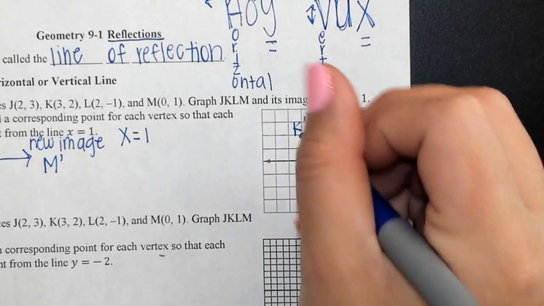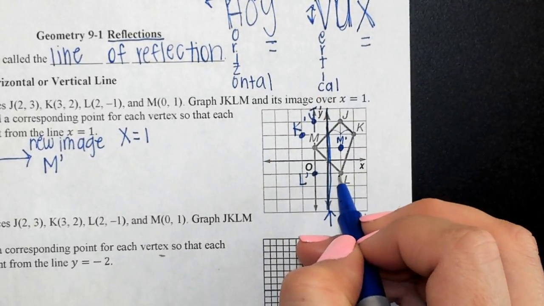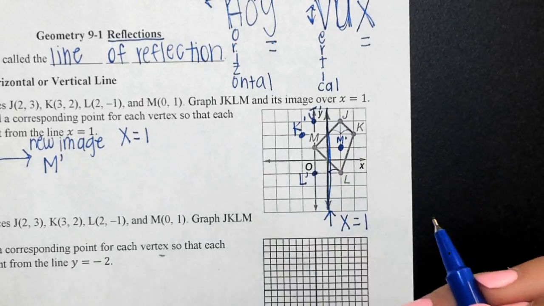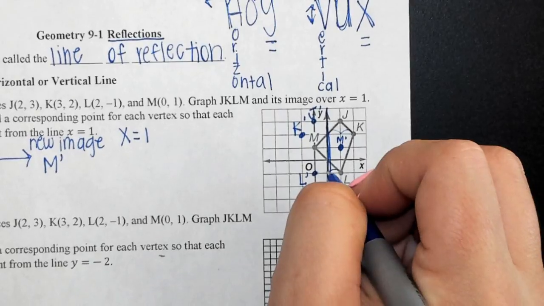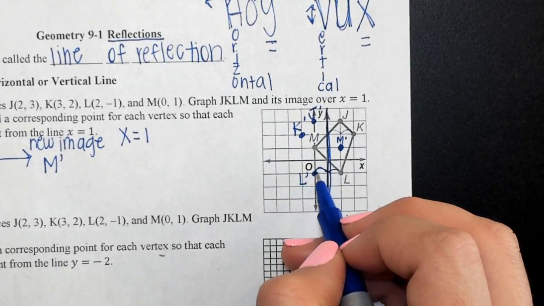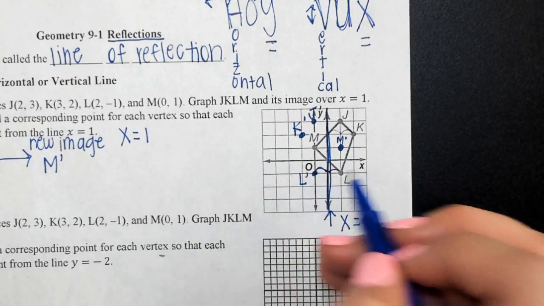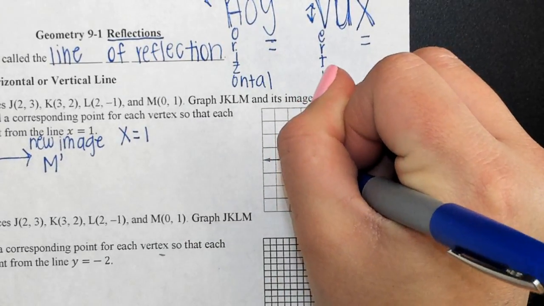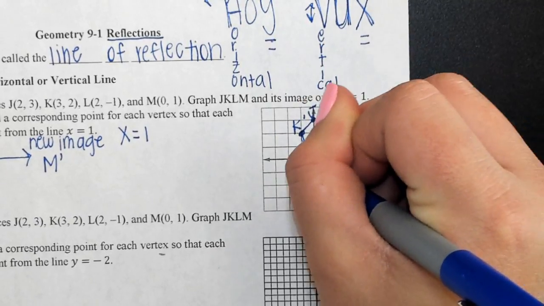Why do you have to go? Well, if this is L right here, it was 1 box away from the line. So to find its reflection, it has to be 1 the other way. It should be the same distance from the line on both sides. Okay, so go ahead and connect your dots to actually make your shape.